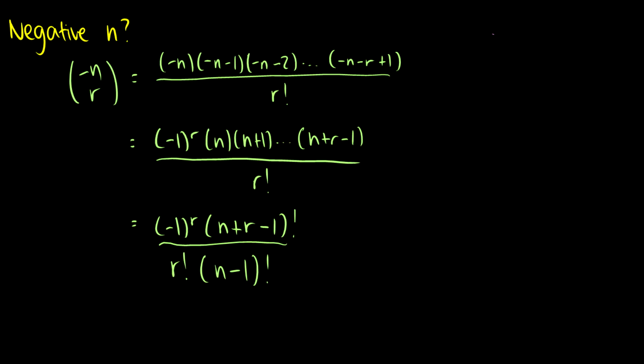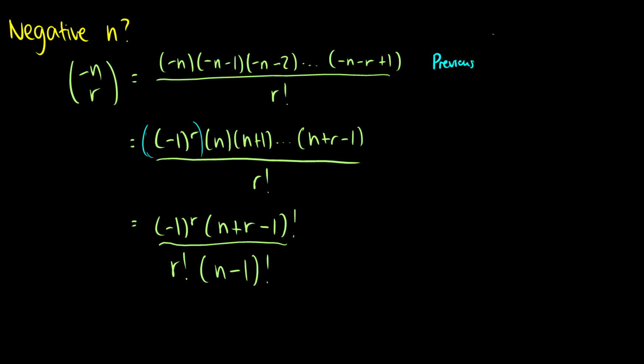So in the first step, we start out with negative n. We go all the way down to negative n minus r plus 1 all over r factorial. This is the same as the previous example. Then we factor out a negative 1 from each of these terms. Because there are r terms, because we're choosing r terms, we can factor out negative 1 r times. So we get negative 1 to the r.